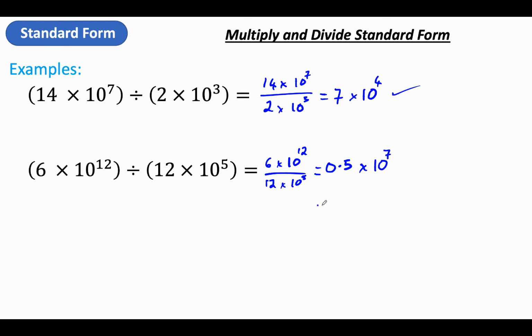Quick check, is it in standard form? No, it's not. So we need to adjust it. So we're going to make that one place bigger. So it's 5 times by 10. Now because this one's got one bigger, our 7 needs to get one smaller. So it goes down to a 6. It's now in standard form. All good. Okay, so divide the decimal parts first, and then because we're dividing, we can subtract our powers.